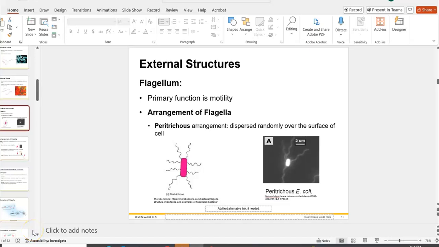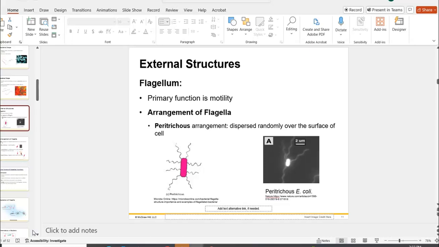Now we're going to talk about the features of a bacterial cell, and we're going to start on the outside and work our way inward. And one of the external structures that we can find on about half of the bacteria that have been identified so far is that of a flagella. So flagella are typically used for movement. They're a filament-like structure that's built from a protein that's called flagellin.